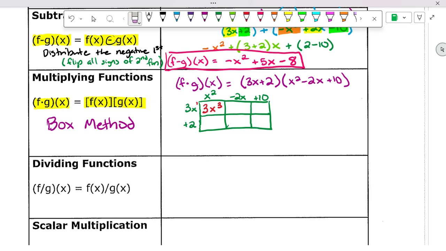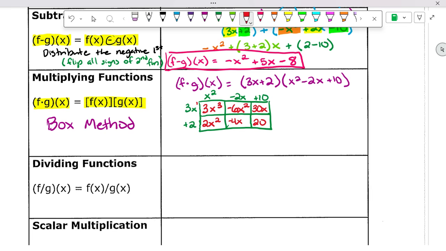What's negative 2x times 3x? Negative 6x squared. What's 3x times 10? 30x. What's 2 times x squared? 2x squared. What's 2 times negative 2x? Negative 4x. And finally, what's 2 times 10? 20.